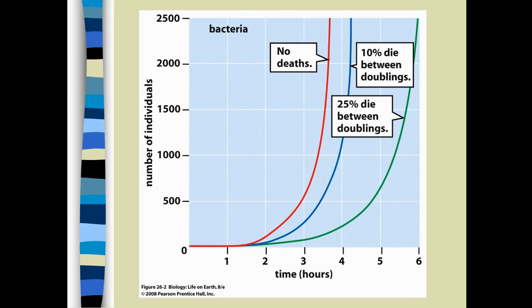Or on the other hand, here's a population of bacteria. You can see that the higher the death rate, the slower the exponential rate is going to be. The line in red shows a population in which those bacteria aren't experiencing death, and you can see how very quickly their population escalates and gets very large.